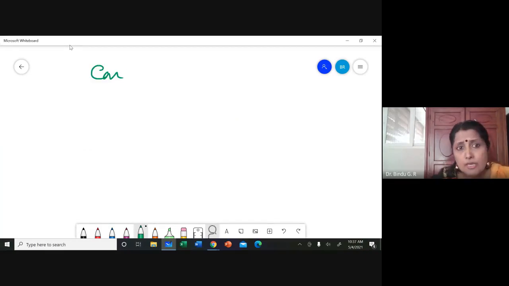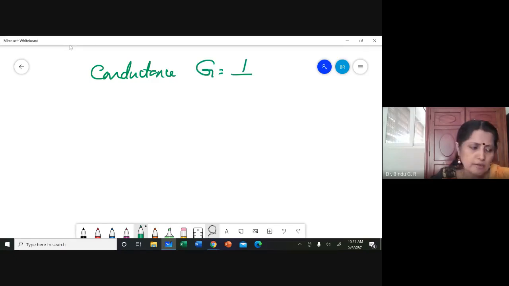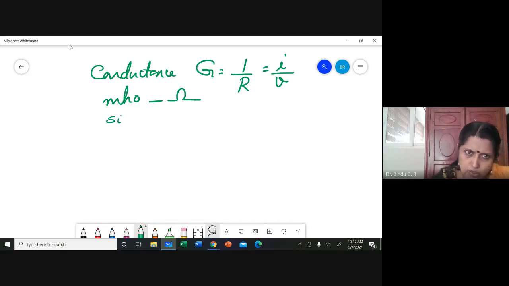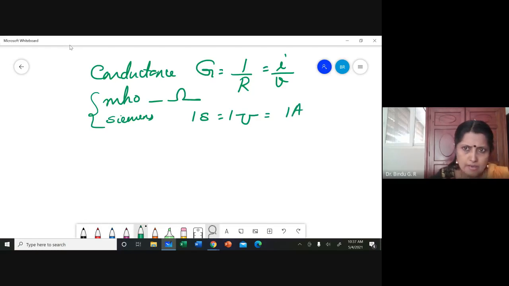There's one more term that you should know, conductance. Conductance G is equal to 1 by R, or it is I by V. Instead of V by I, it's I by V. And the unit is mho, which is denoted by this. People also use Siemens as the unit, mho and Siemens. Whatever, 1 Siemens or 1 mho is equal to 1 ampere per volt.